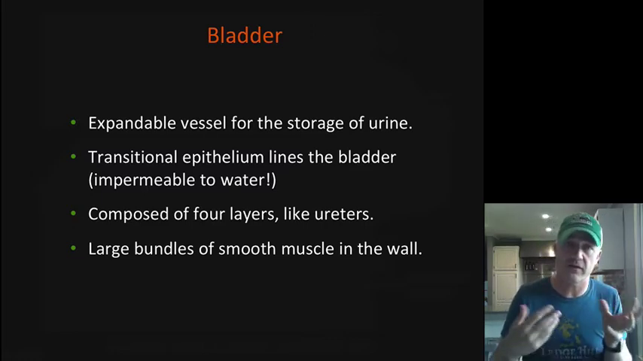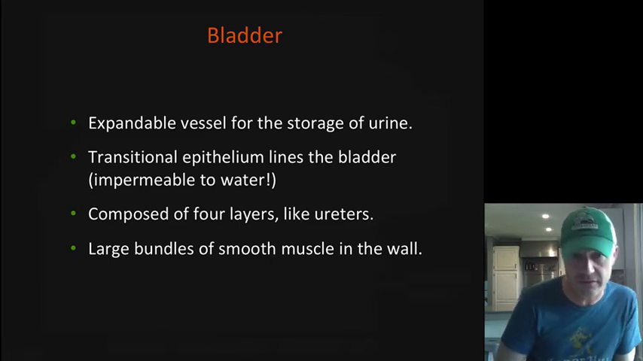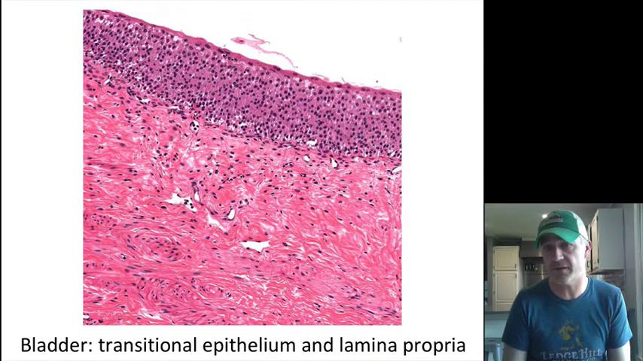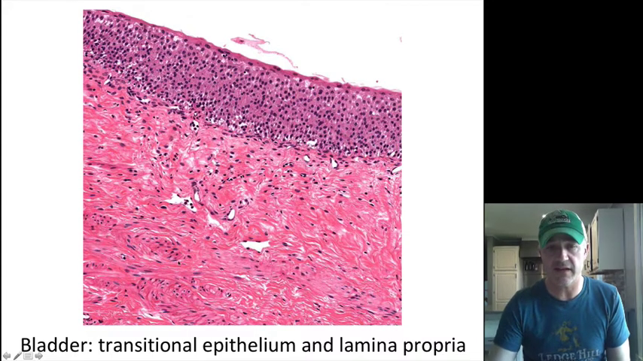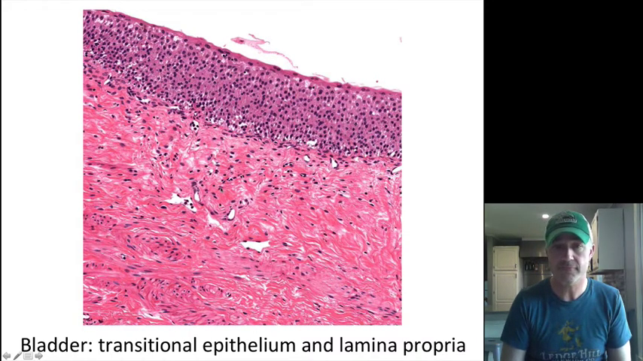And that is when you're urinating or micturating, that is what's going to contract and expel the urine out your urethra. So again, you can see the transitional epithelium at the surface here in this image. You can then see a lot of that connective tissue, a lot of dense irregular in this case underneath that.